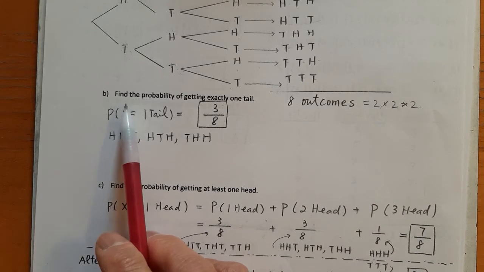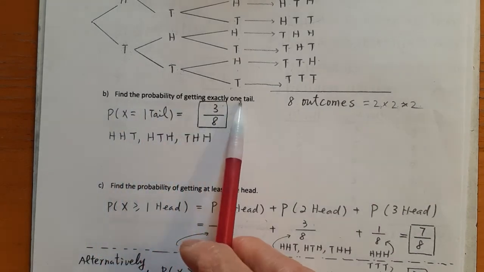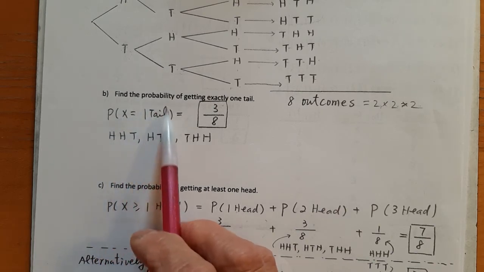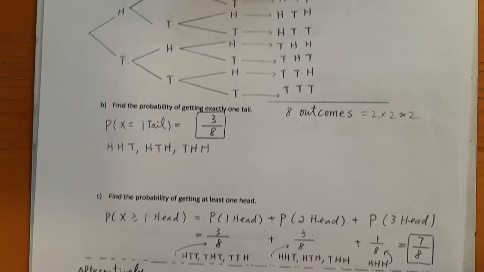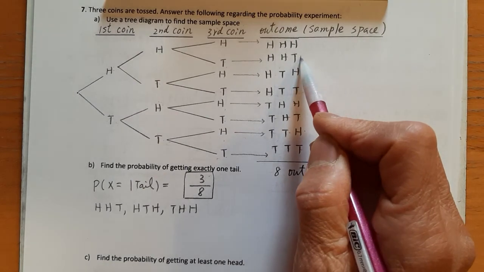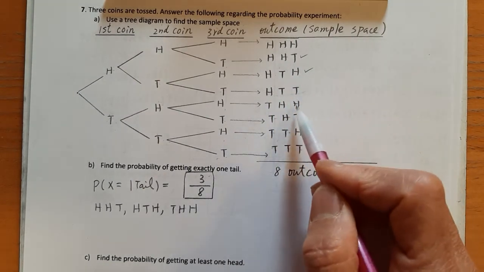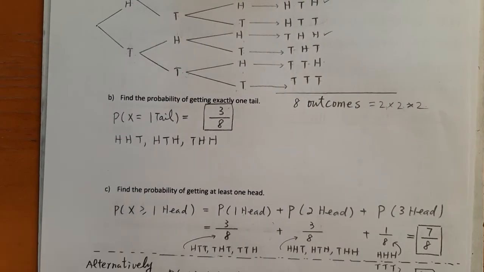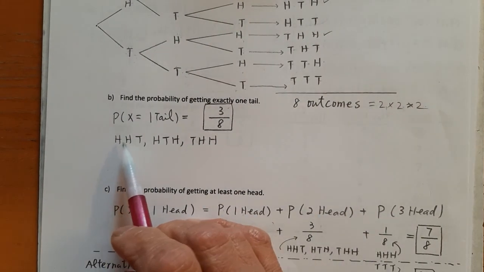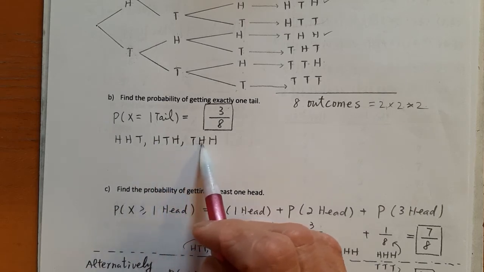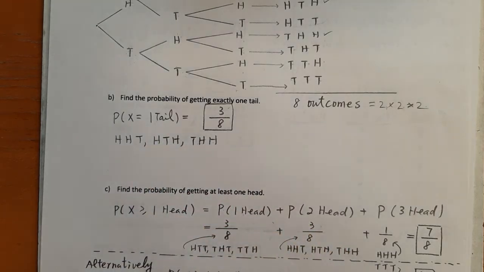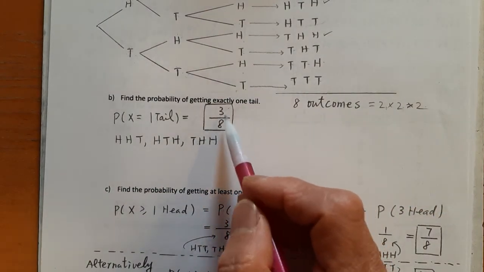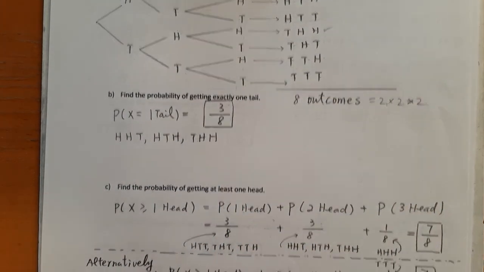And B, find the probability of getting exactly 1 tail. So probability of x equal 1 tail. So which one is 1 tail? This one has only 1 tail. This one has only 1 tail. And also this one has only 1 tail. So there's 3. It's either HHT or HTH or THH. Only 3 outcomes have exactly 1 tail, and total is 8 outcomes. So probability is 3 out of 8.